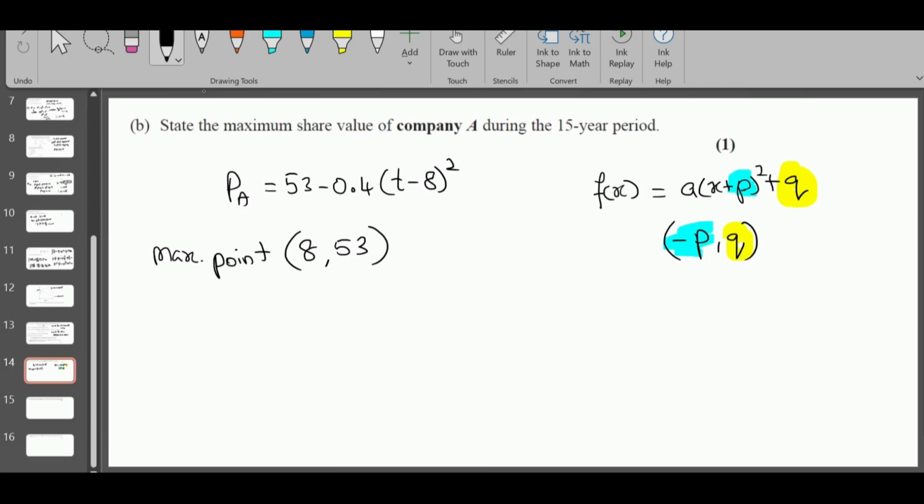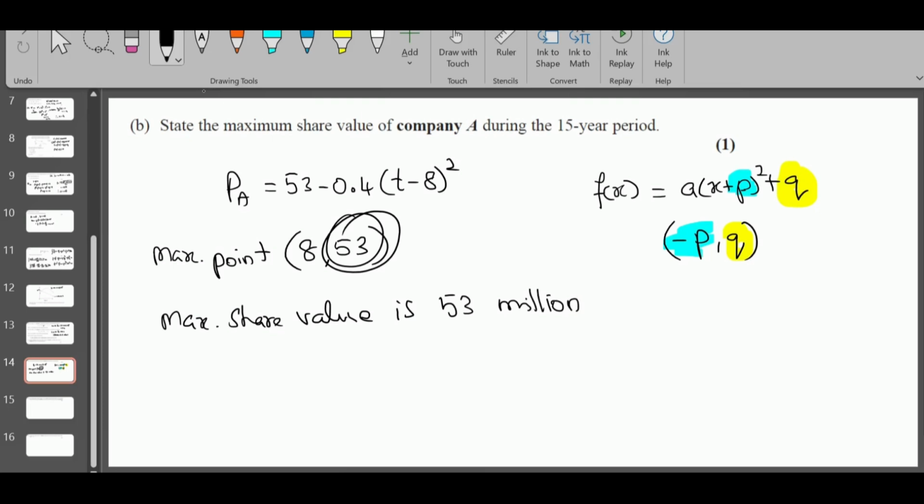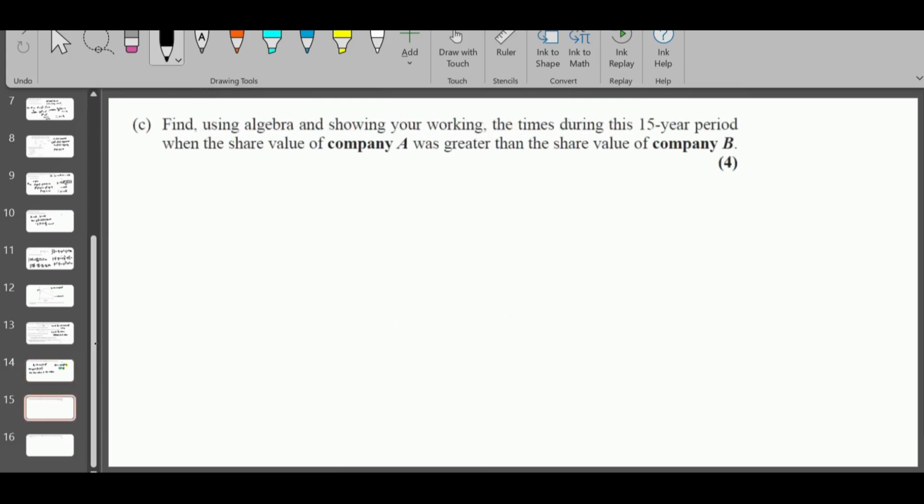Maximum point. So the maximum share value is the y coordinate. Always remember, the y coordinate is the maximum value of the function. That's 53. Don't just write 53, you will lose marks. It's 53 million.